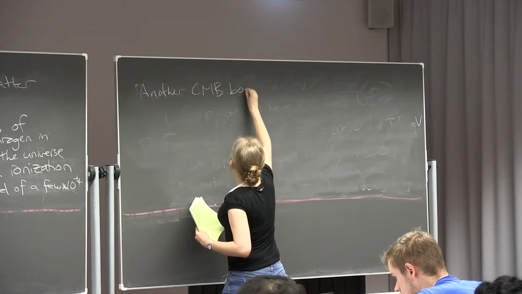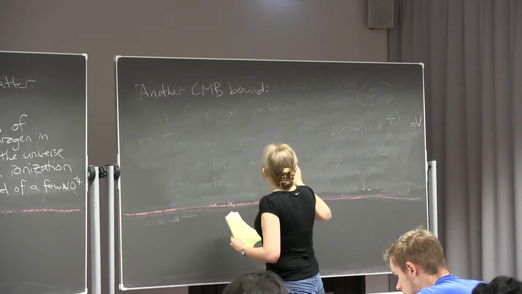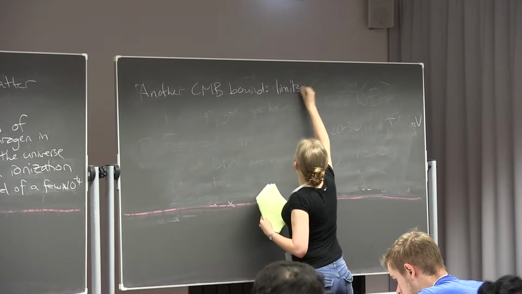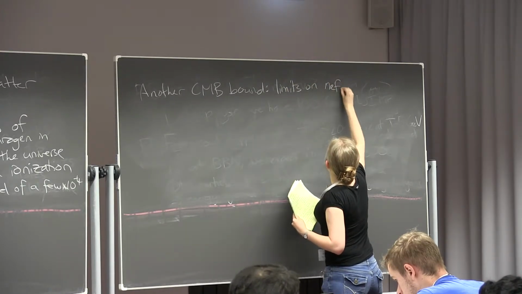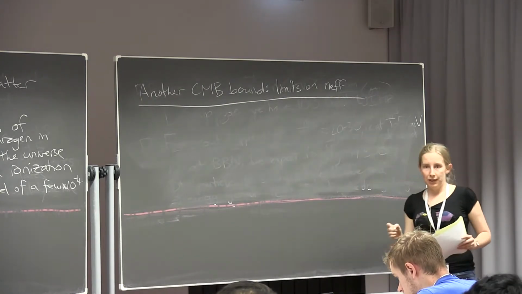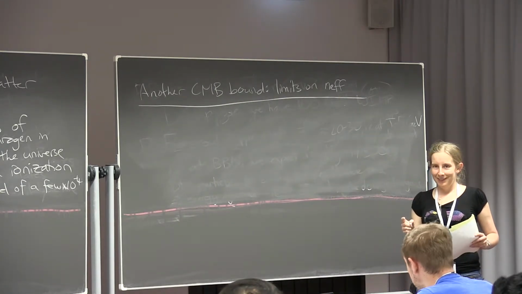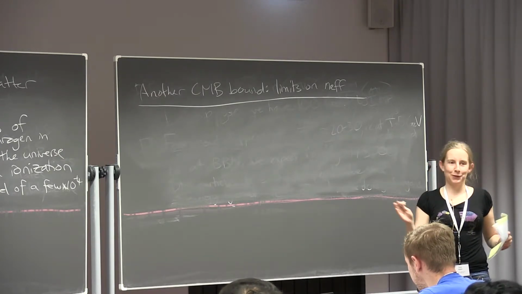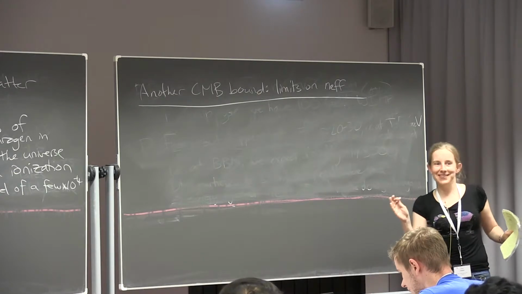So the other CMB bound is limits on N effective. So I think you talked about the number of effective degrees of freedom last week. Is that correct? Is it not correct? So, sort of? Okay. I wasn't here last week, so I'm relying on you guys to tell me what you did and did not cover.